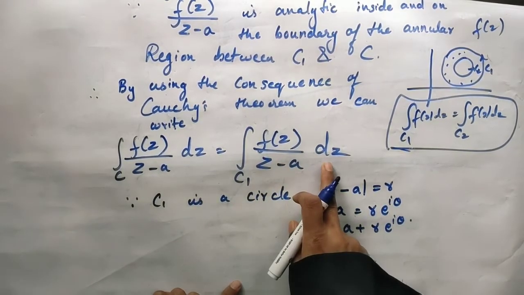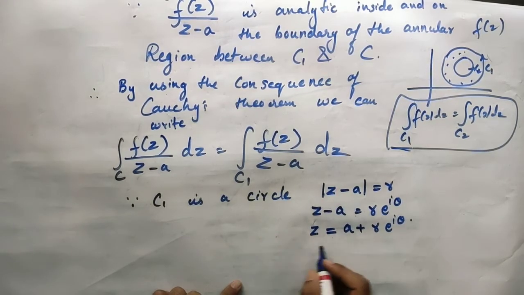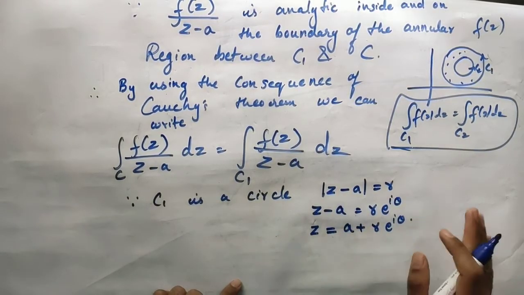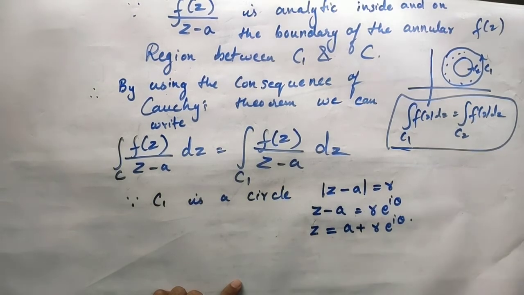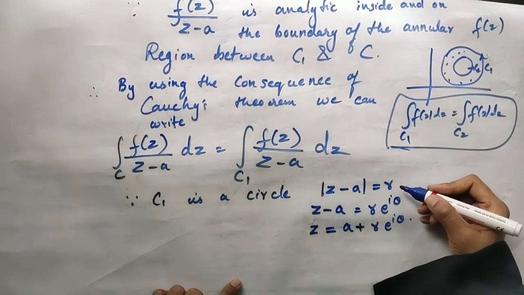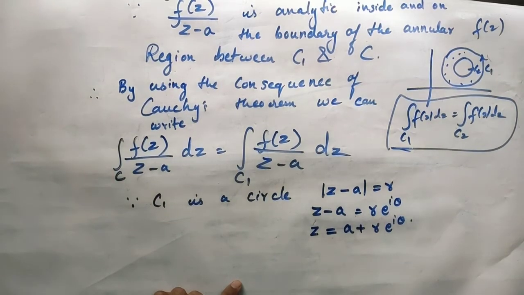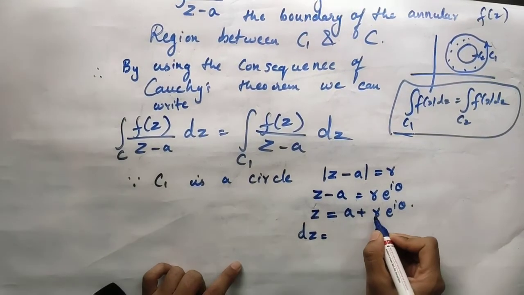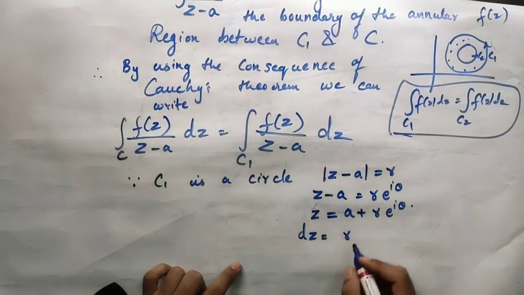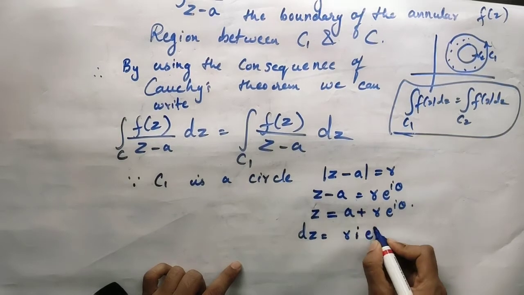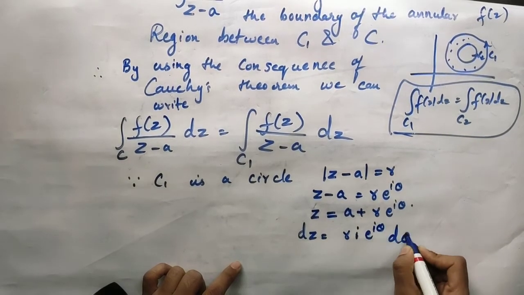Now I want dz. So what is dz? Because I am representing everything in terms of polar coordinates, let us represent dz also in terms of polar coordinates. And anyway, here r is constant, it's a constant radius of the circle. So dz is equal to, derivative of a is 0, derivative of r into e to the power i theta is r as it is because it is constant, i e to the power i theta d theta you will get.